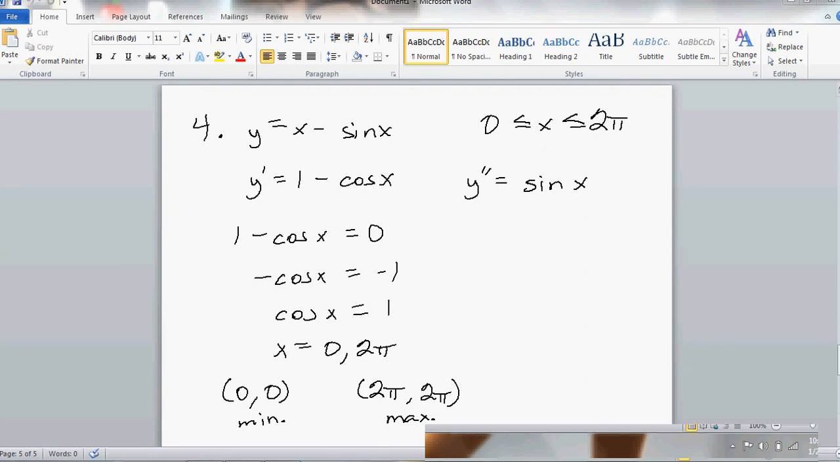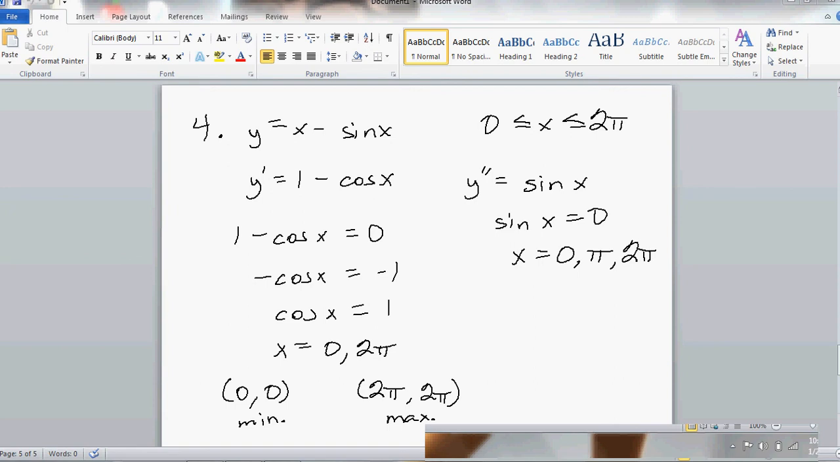Realize I did forget to do something here, and that's to make sure which one is a minimum and which is a maximum. Where is it increasing, decreasing? We'll do this in just a few seconds. But right now I'm going to set sine of x equal to 0, and sine of x equals 0 at 0, and pi, and 2 pi for that matter.